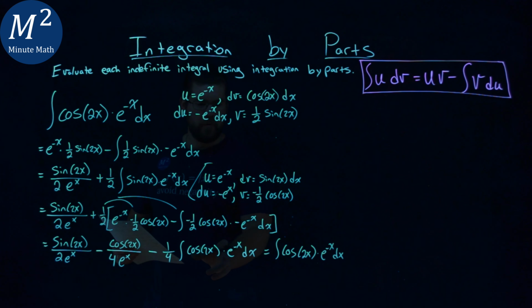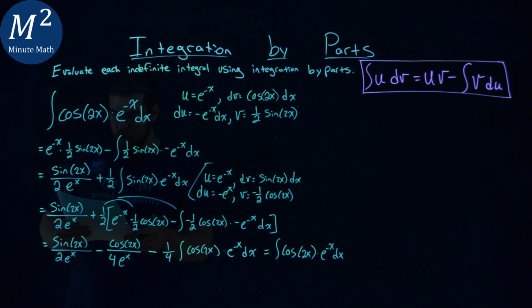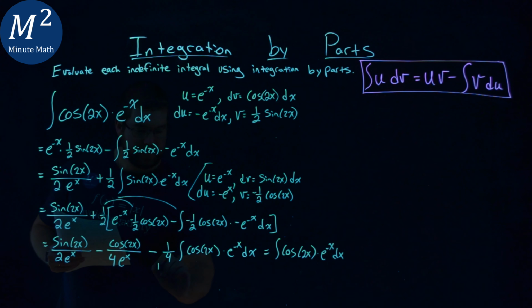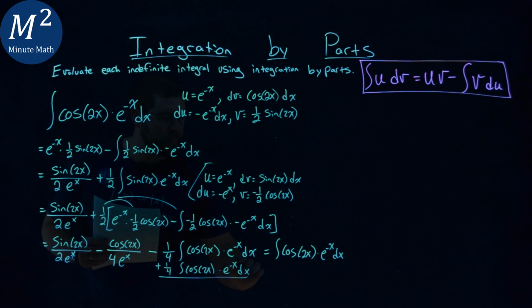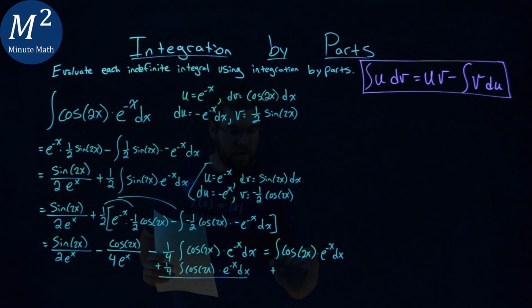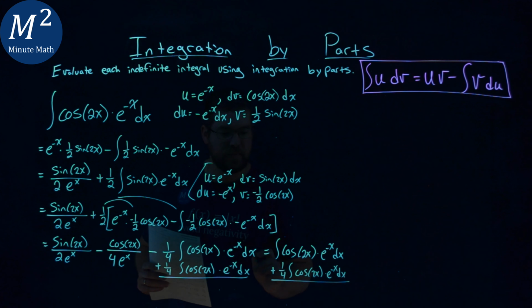But what happens if we actually add that to both sides? We add this 1/4 of that whole thing. Remember, this is all one big integral. We can do that. So I'm going to add that 1/4 integral of cosine, here's the trick, 2x times e to the negative x dx to both sides. Add it again, 1/4 integral, if I have the room, cosine of 2x times e to the negative x dx to both sides. What happens?